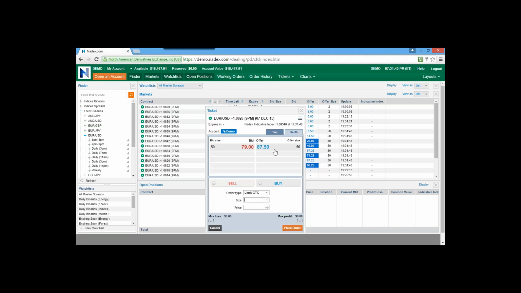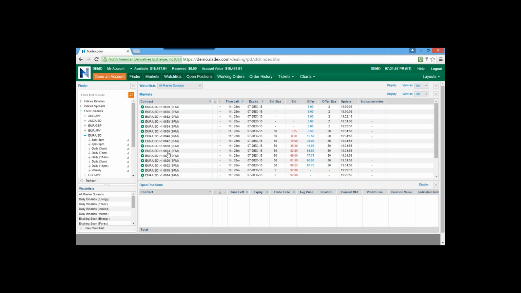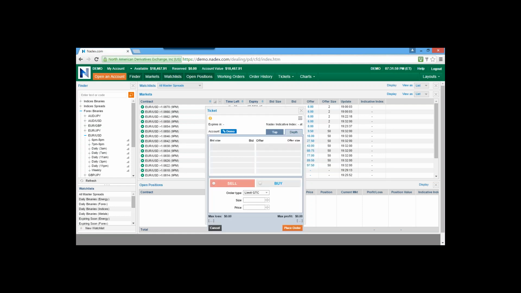Now let's look at this one. Why is this one priced at $87 if I want to buy it? If I buy it for $87.50, I'm risking $87.50. My max profit is only like 12 bucks. Why would I want to ever do something like that? Or let's look at this one right here. This one's priced at 76 bucks. If I buy it, I'm risking 76, and I can only make 23. It's kind of risky, right?